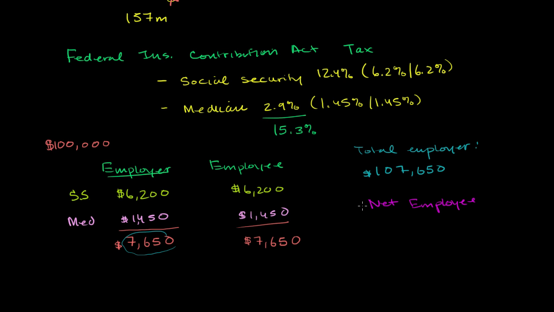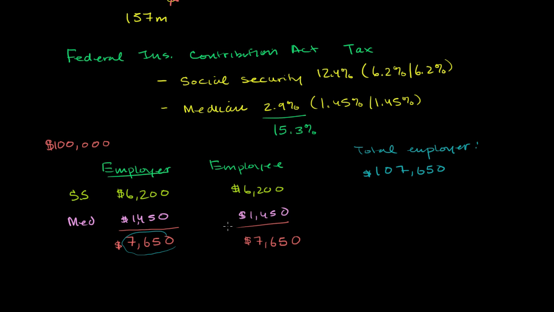I shouldn't even call it the net. This is what the employee is getting after paying FICA taxes: the 100,000 minus the 7,650. But I won't even write that number down. I mean, what is that? That's $92,350, because that's before paying just the traditional federal income tax and the traditional state income taxes.